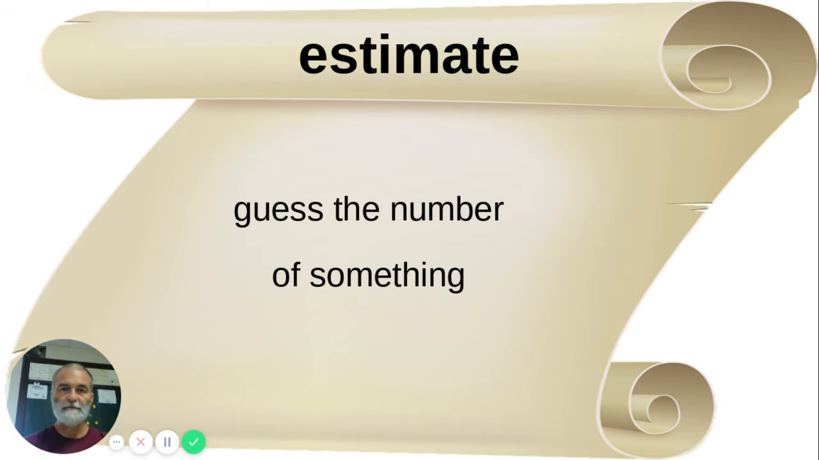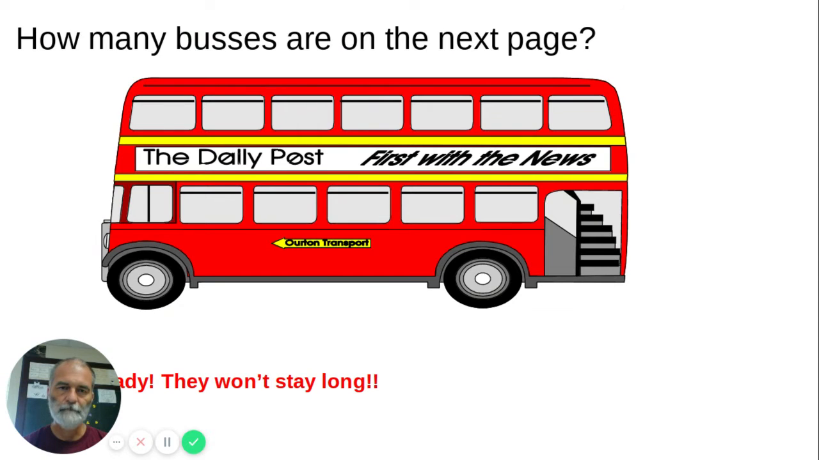So estimate. This is one that's pretty familiar. You're guessing the number of something. So there's a bunch of beans in a jar or a bunch of people in a crowd, and you're trying to figure out how many there are. And so you're making an estimate. It has to do with numbers, and it has to usually do with right now. So they're not going to stay long, but take a moment and see if you can guess how many buses. There's the bus. That's what you're going to see.